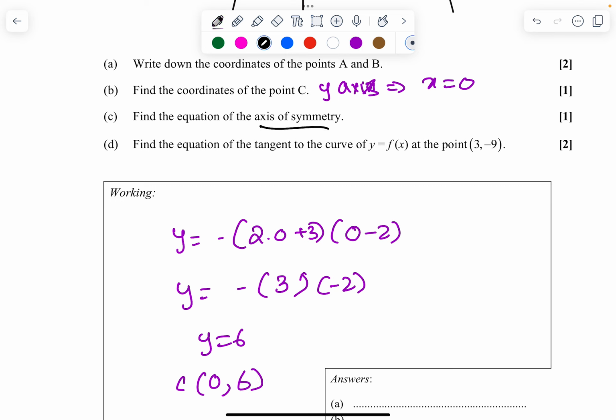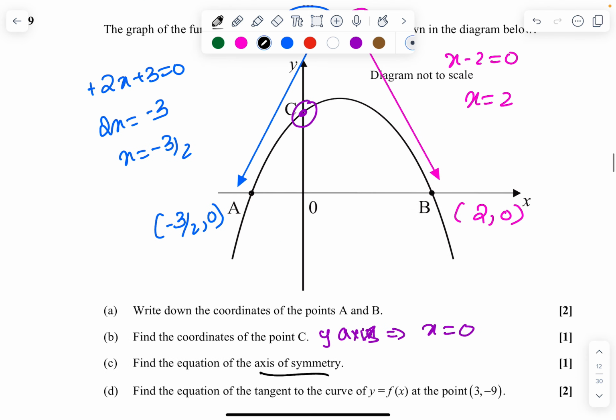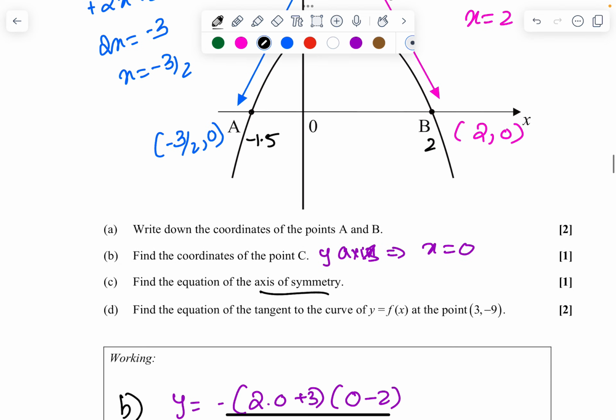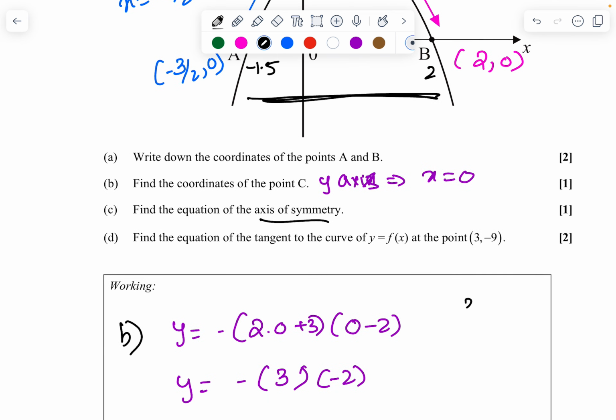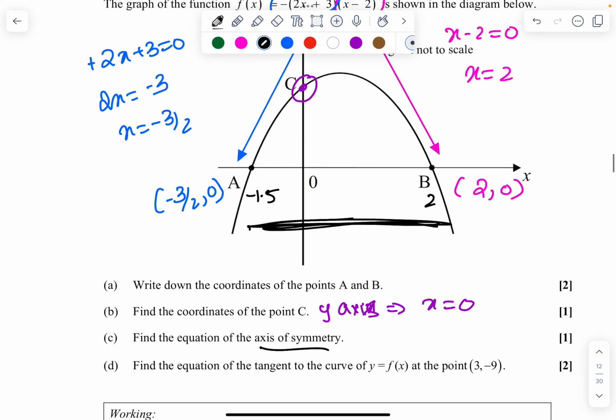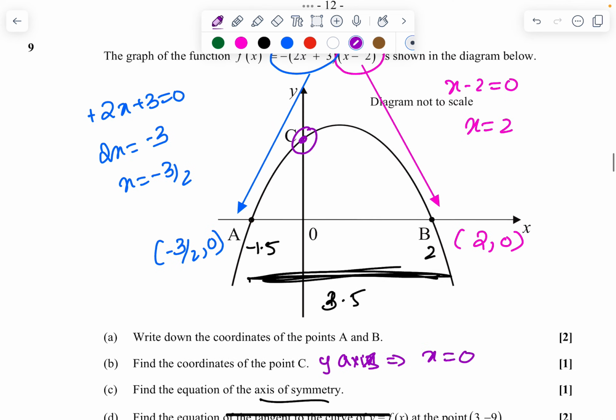Find the equation of the axis of symmetry. The axis of symmetry will be the midpoint of these two points. This is negative 1.5 and this is 2. So what is the midpoint between them? The distance between them is 3.5. 3.5 divided by 2 is 1.75. So the axis of symmetry is going to be nothing but x equals 1.75.